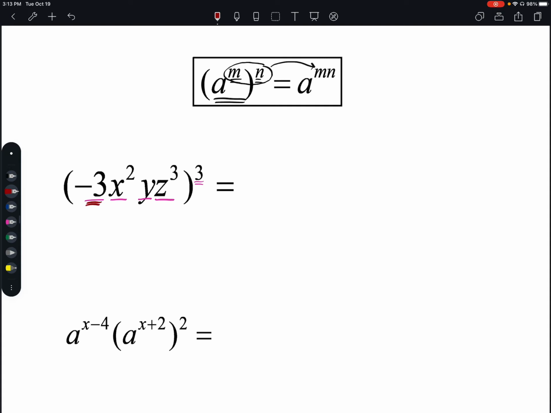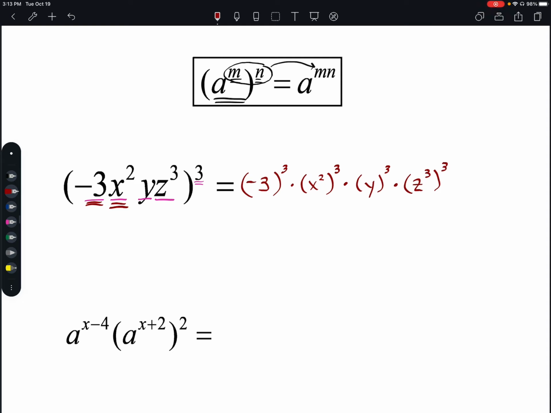So the first thing here, we're going to take -3 and raise it to the 3rd power. Then we're going to take x squared, I'm putting parentheses around it, and raise it to the 3rd power. Then we're going to take our y and raise it to the 3rd power. And last but not least, we're going to take that z, which is already being raised to the 3rd power, and then raise that to the 3rd power.